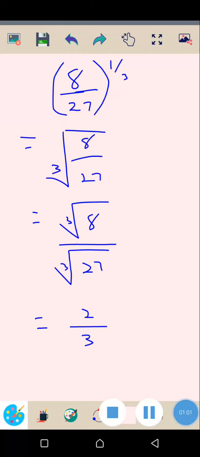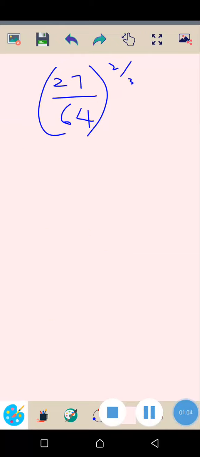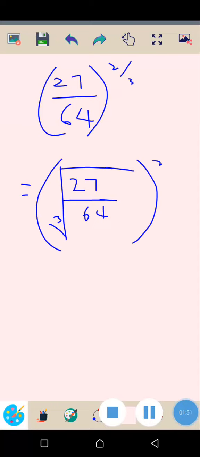Alright, we have another example, which is 27 over 64 all raised to power 2 over 3. The exponent here is 2 over 3. So we need to simplify this. The first thing to do here again is to simplify 27 over 64 all raised to power 2 over 3. So what is in the bracket, then we now have the new power as 2.